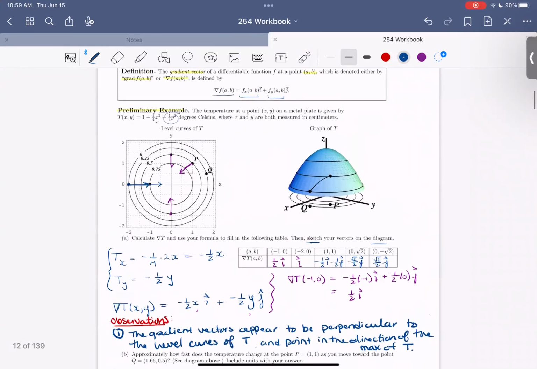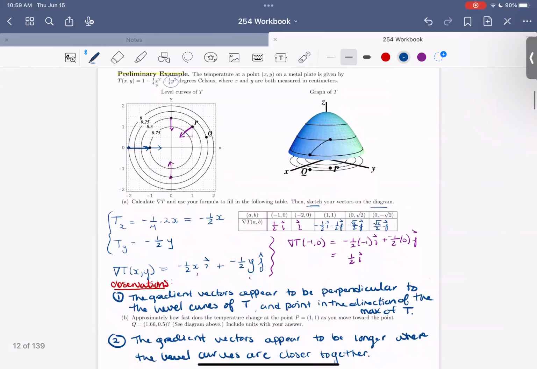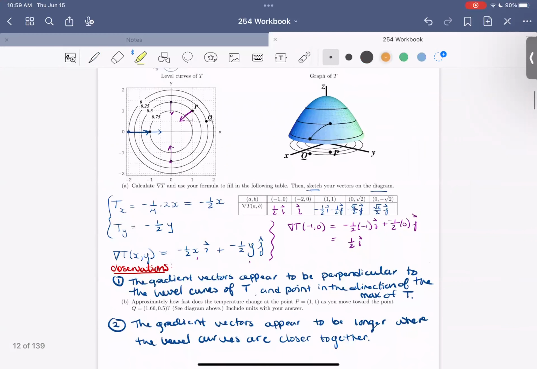All right. Well, great work working through this first preliminary example. In the next video, we're going to look at part B of this example.